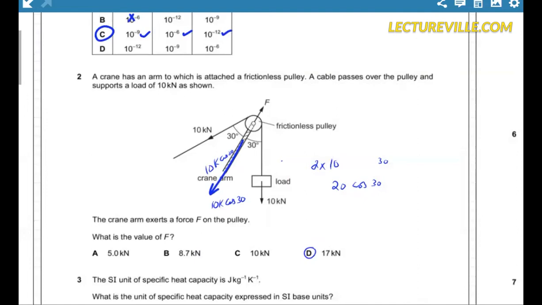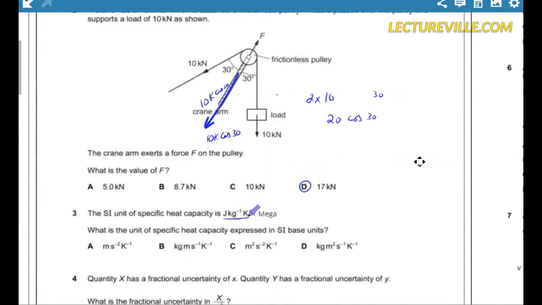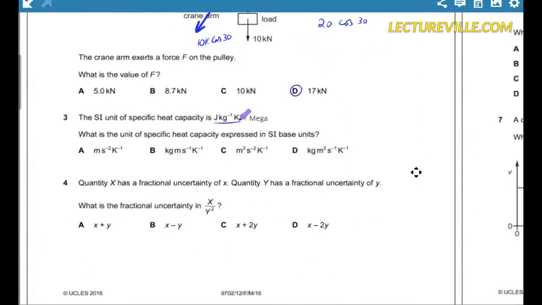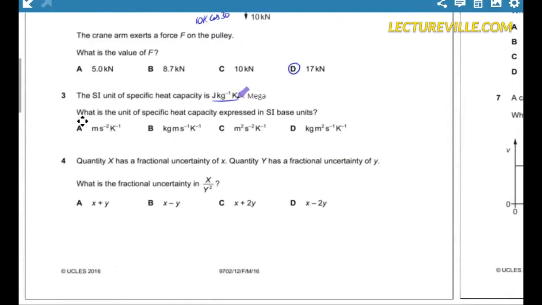Now, the third question is about quantity algebra. We have a specific capacity, which is in joules per kilogram per Kelvin. And the examiner wants us to express the same unit in SI base units. So SI base units means that we cannot use newtons or joules or watts. We have to use kgs and meters and seconds. So in this unit, only joule is making problems.